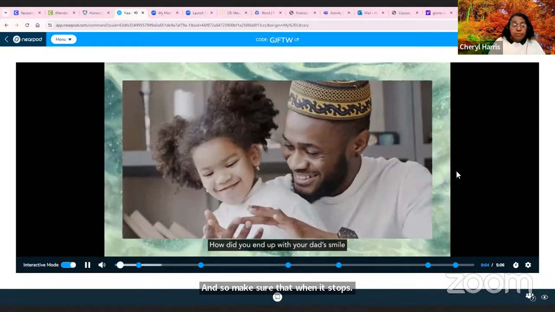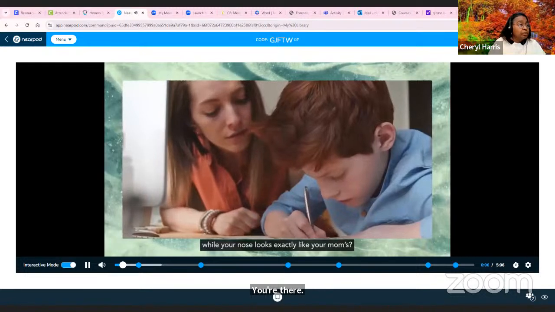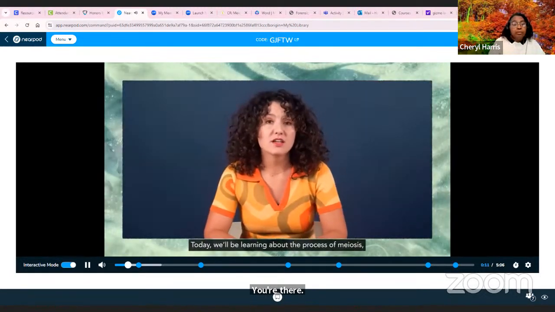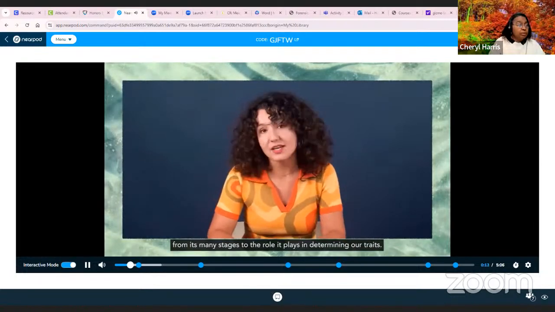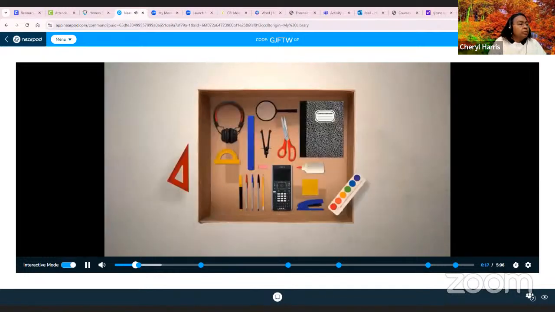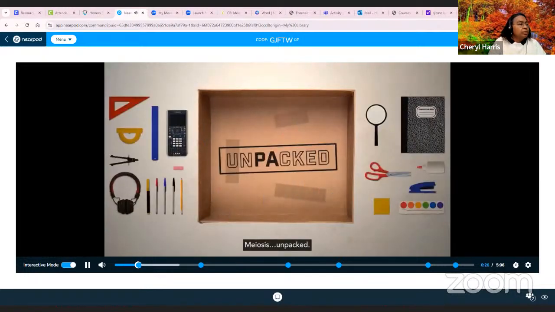How did you end up with your dad's smile while your nose looks exactly like your mom's? Today, we'll be learning about the process of meiosis, from its many stages to the role it plays in determining our traits. Meiosis, unpacked.